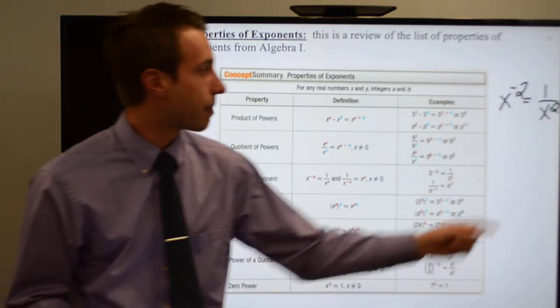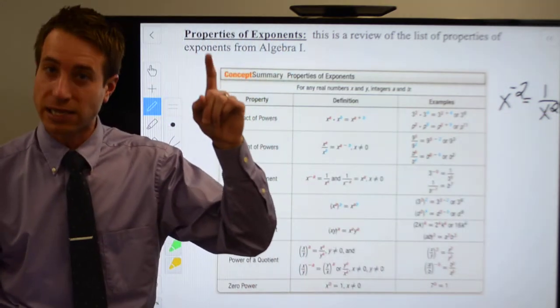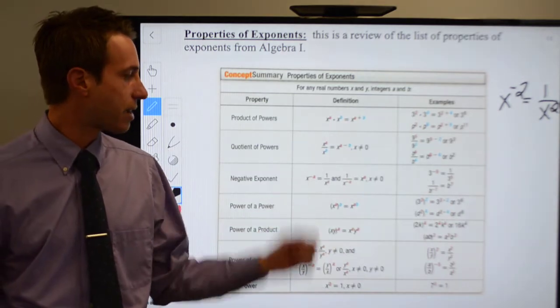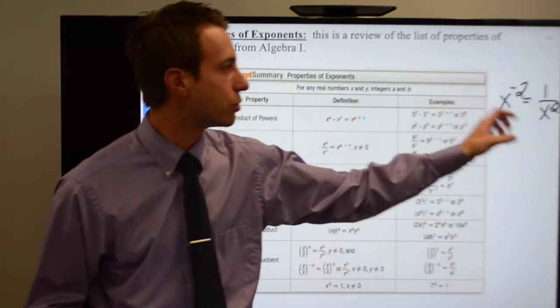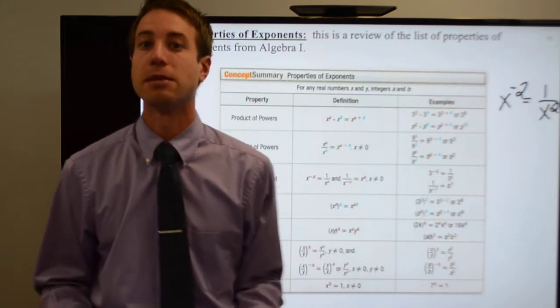Change the sign of the power and I make it 1 over x to the positive 2. Same thing. This property of negative exponents allows you to take a negative exponent, move it to the denominator, and make it positive.